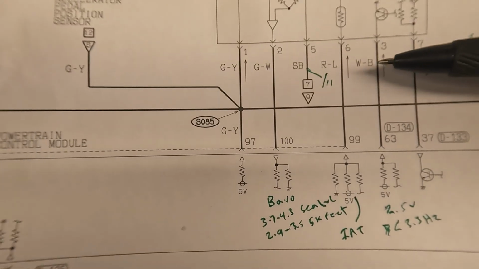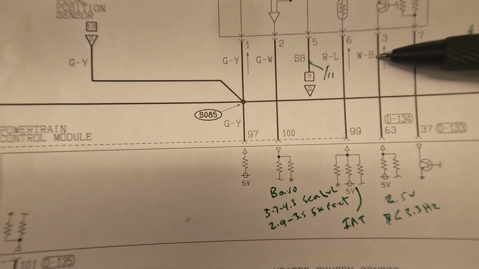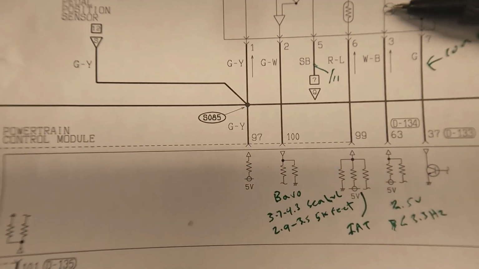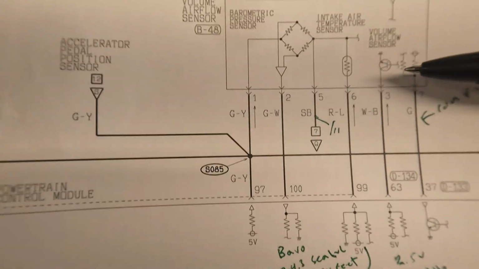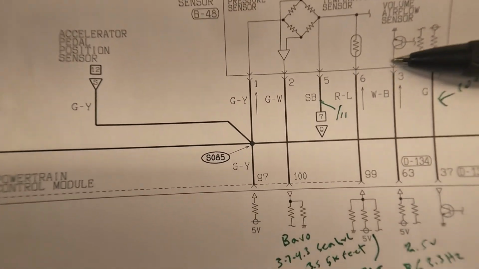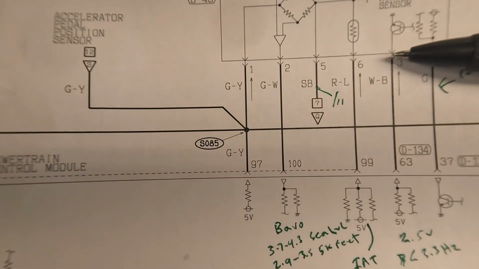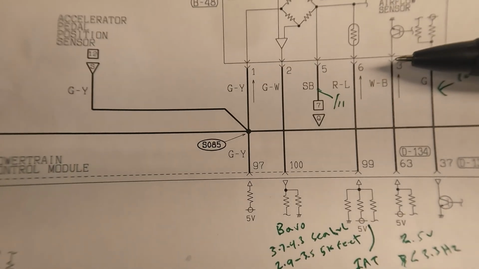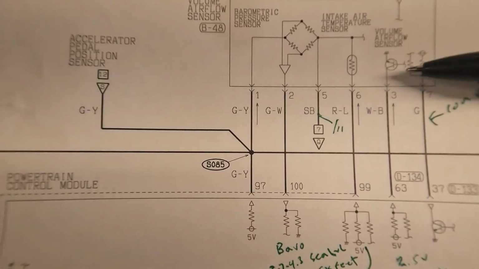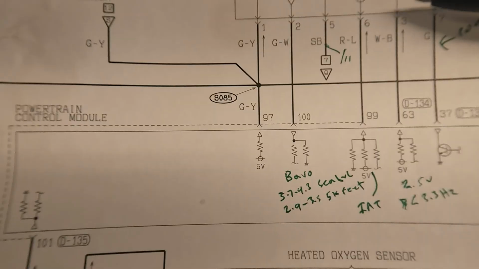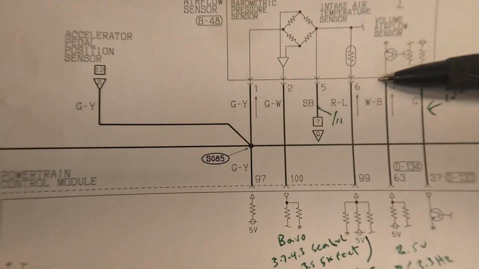Terminal number 3 is over here on this side, and this is a white with a black stripe, and this would be your mass airflow sensor signal coming out of your mass airflow sensor, going to the computer in the form of a waveform. Basically, it's a 5-volt on-off signal, but it changes frequency depending on the airflow that's going through the sensor. That is how the mass airflow sensor sends a signal out to the computer.